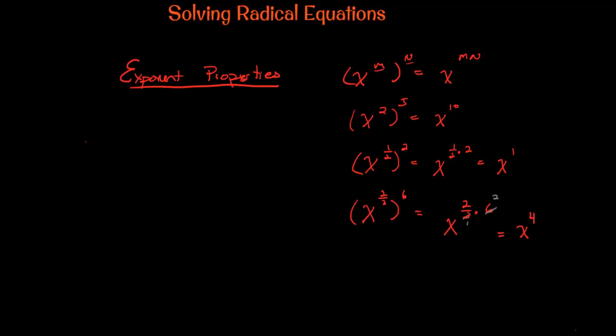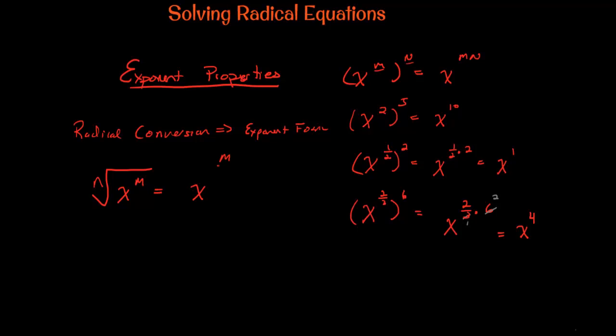Let's just talk about a radical conversion to exponent form. So this states that if you have the nth root of x to the mth power, this will give you x to the m divided by n exponent.